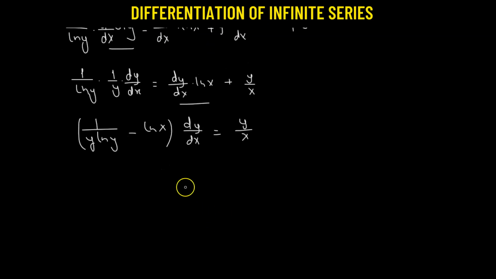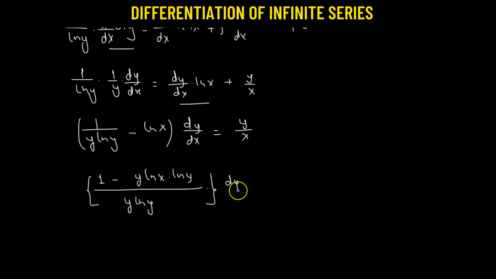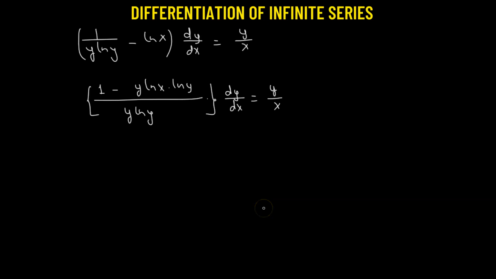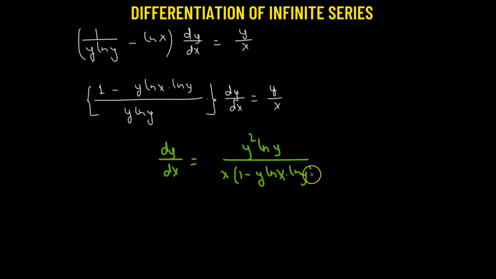Combining the two terms within the parentheses, we have 1 minus y times log of x times log of y, whole thing divided by y times log of y. This is multiplied by derivative of y with respect to x equals y over x. Now finally, we can obtain the value of derivative of y with respect to x, which will be equal to y squared times log of y, whole thing divided by x multiplied by 1 minus y times log of x times log of y. So this is going to be the value of derivative of y with respect to x.